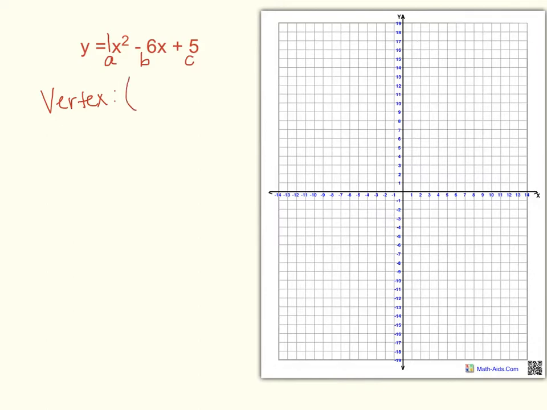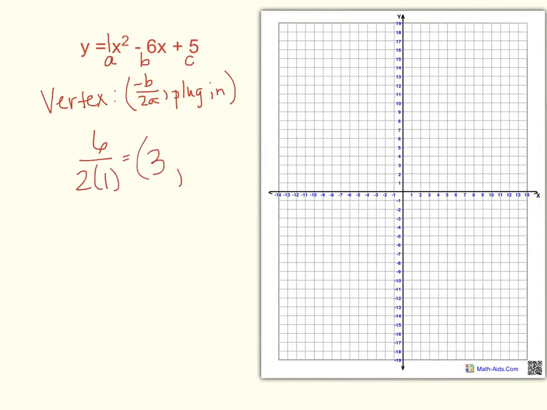And if you remember correctly, vertex is negative b over 2a, and then you plug it in. So the first thing we got to do is find negative b over 2a. So -6 is positive 6 over 2a, or 2 times 1. That is a 3. That is the x-coordinate of my vertex.